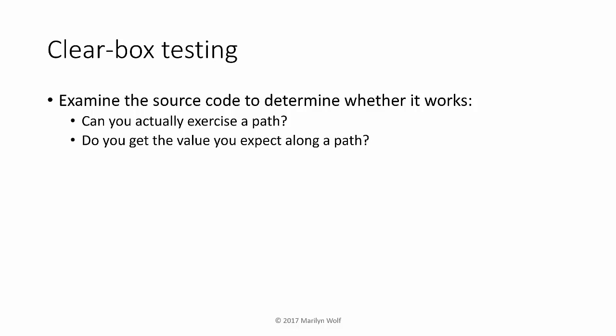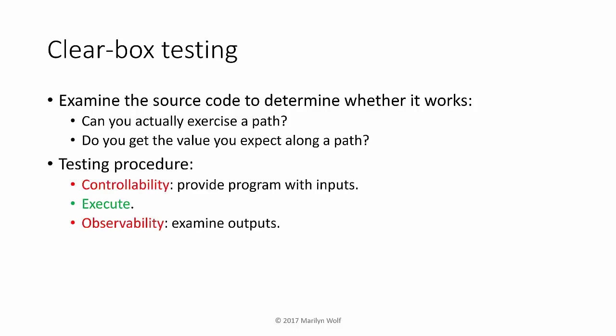We can also see whether the value that's produced along that path is what we expect, or did it compute a wrong value? Both the path through the code and the values it produces are important things to test. So when we test a program, we first provide the program with some inputs. We call that controllability. We then execute it, and then we examine the outputs. That's observability. Controllability and observability may seem simple, but if we want to thoroughly test a program, it can be hard to get the inputs in that we want, as well as to see the outputs that we need to see.